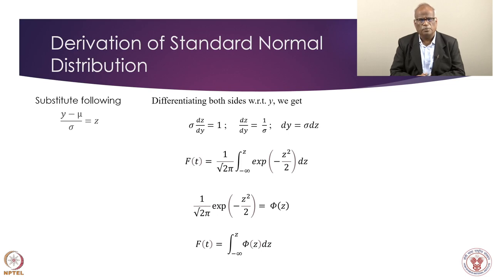Then the cumulative probability density function is equal to 1 upon under root 2 pi, integral from minus infinity to z, because now the integration will go up to z, and exponential with replacement we get minus z square upon 2 dz. Again reorganizing the terms, we have 1 upon root 2 pi exponential minus z square upon 2 is equal to phi, a new parameter, which is a function of z.